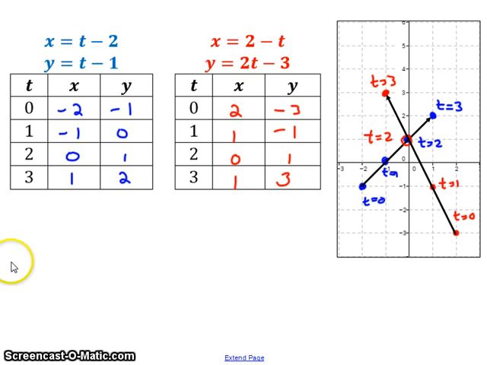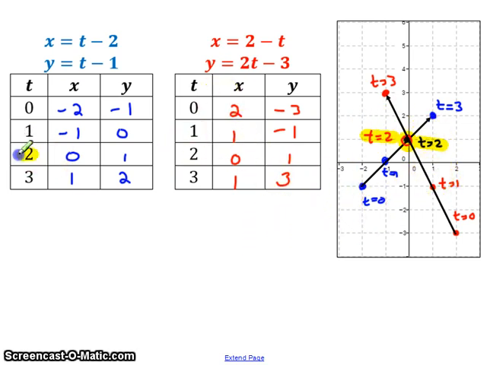Now that we look at the values and we look at the paths on the graph, now we can see that both of these objects will be crossing paths at the same time. In other words, t equals 2, t equals 2. At that time, both objects will be at the point 0, 1, and therefore they collide. Let's go back over to the tables and take a look.